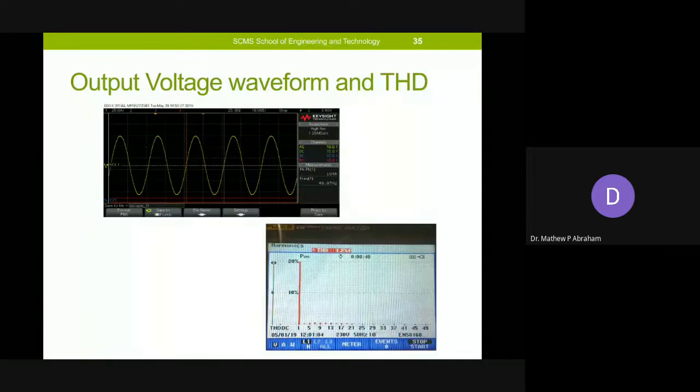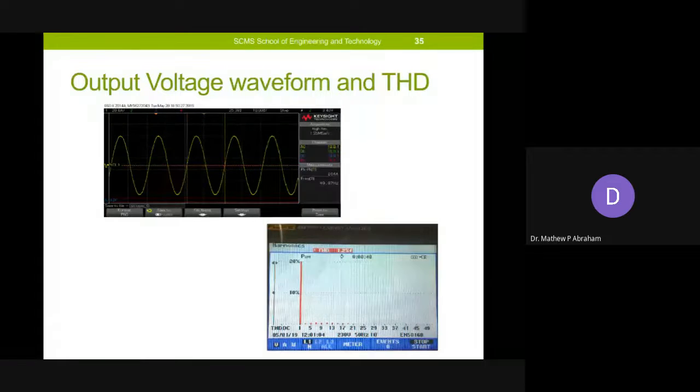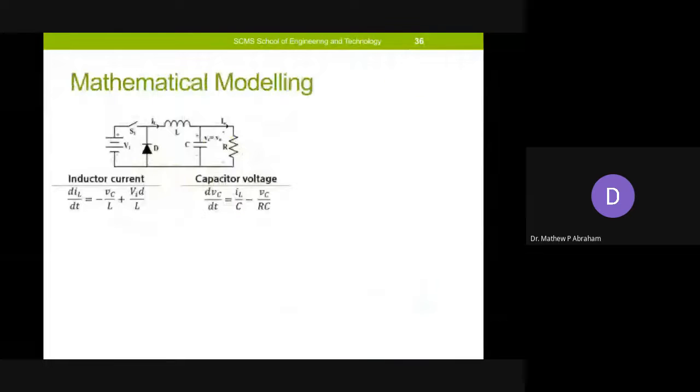You see the output voltage. This is the output voltage waveform taken in a CRO. See, we get almost a pure sinusoidal voltage waveform. Just see the harmonic analysis obtained in a scope. We obtain it as good as a single line. No other harmonics. Harmonics are there, but they are very less, right?